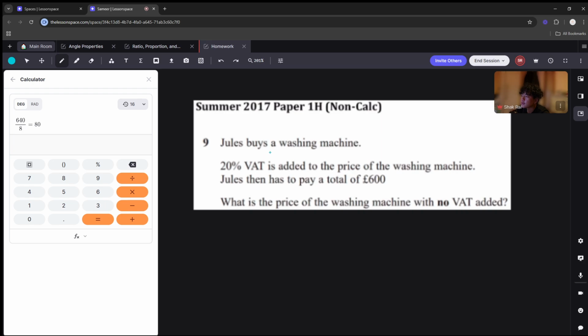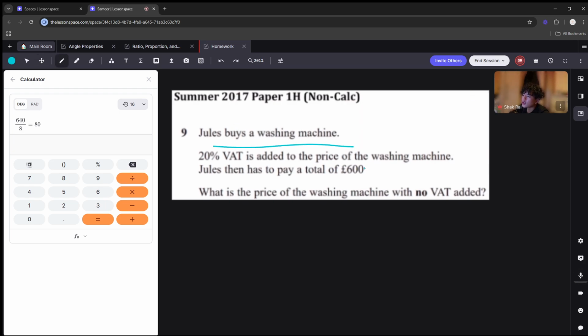Cool, nice. So Jules buys a washing machine. 20% VAT is added to the price of the washing machine. Jules then has to pay a total of £600. What's the price of the washing machine with no VAT added?